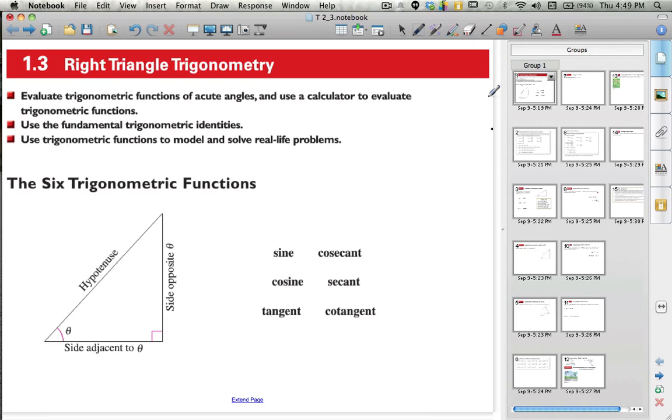In section 1.3, we're going to be working on right angle trigonometry. There are some specific things we can do when we're working with right triangles that we can't necessarily do when we're working with non-right triangles. So we're going to begin here understanding right triangle trigonometry, and in other sections we'll move on and discuss non-right triangles. So we want to make sure that we can evaluate trigonometric functions of acute angles.